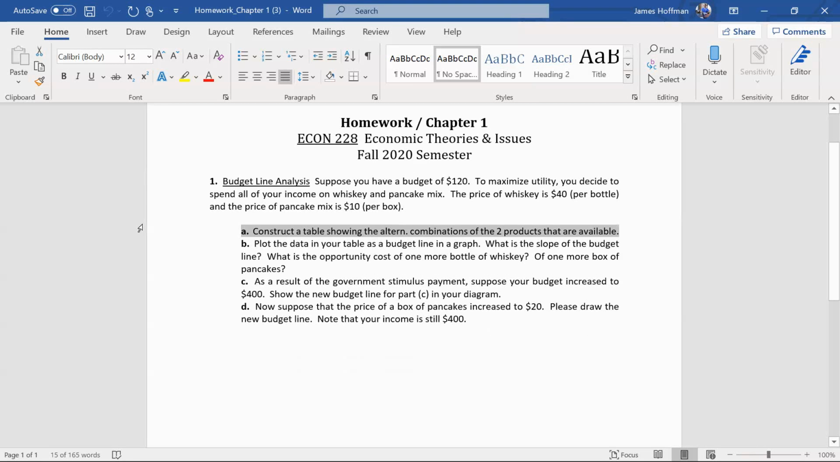Okay, so part A is you're going to make a table showing all the combinations that give you your budget line. All right, and then part B is you're going to plot the budget line, or draw the budget line, and then calculate the opportunity cost. Part C is you're going to have an increase, there's a change in income. Okay, so the budget line will shift. And then part D, we didn't do this in the other example, but I think you'll get the idea that this is when one of the prices changes.